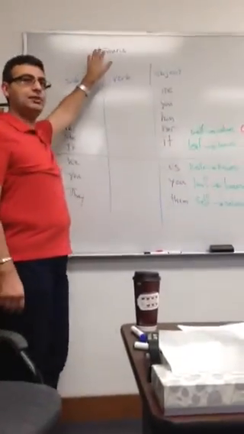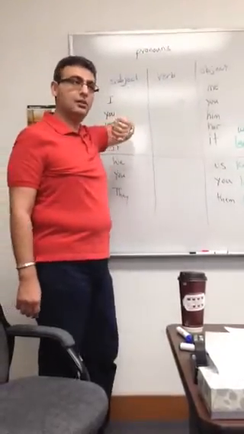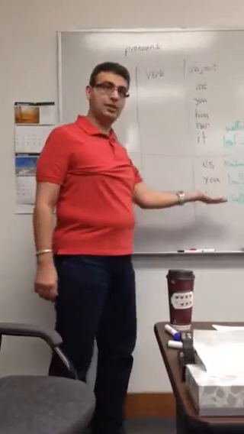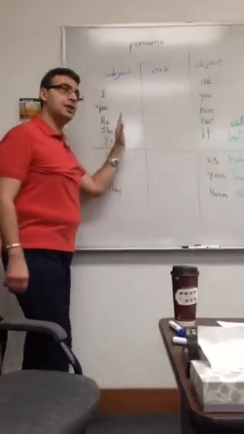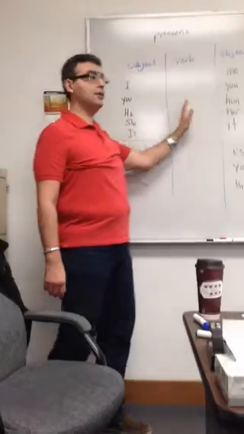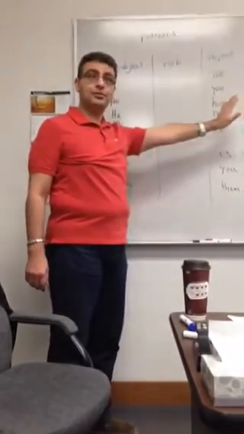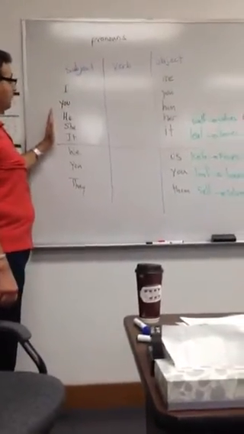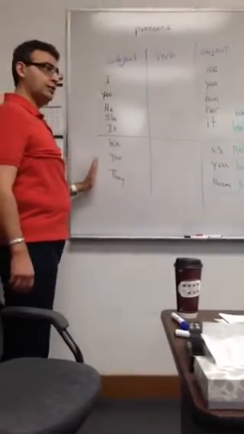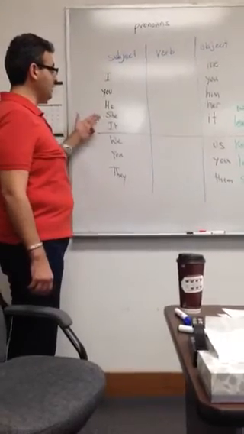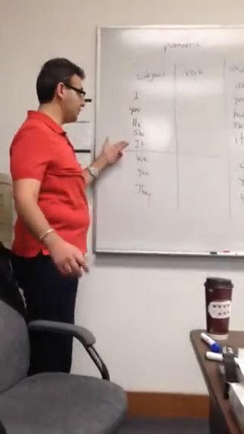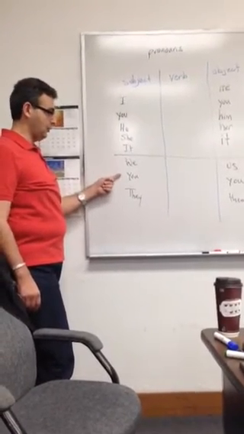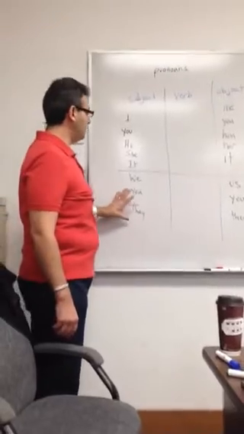All right, so today we talked about pronouns. We said that we have subject pronouns and object pronouns. Subject pronouns come before the verb and object pronouns come after the verb. So you can remember that. We have singular pronouns and plural ones. I, you, he, she, it are singular. Please read the plural ones. We, you, they. They are plural.